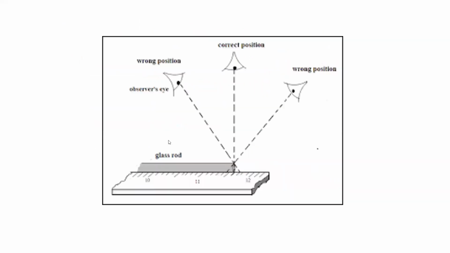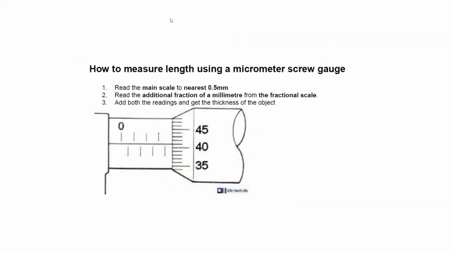Same thing if you're using a micrometer. The formula for the micrometer is main scale plus circular scale multiplied by 0.01 millimeter. That's the formula to get the micrometer value. So we read the main scale, this one is the main scale and this one is the circular scale. The smallest value on the main scale is 0.5 millimeter, then 1, 1.5, 2, 2.5, 3 and 3.5.